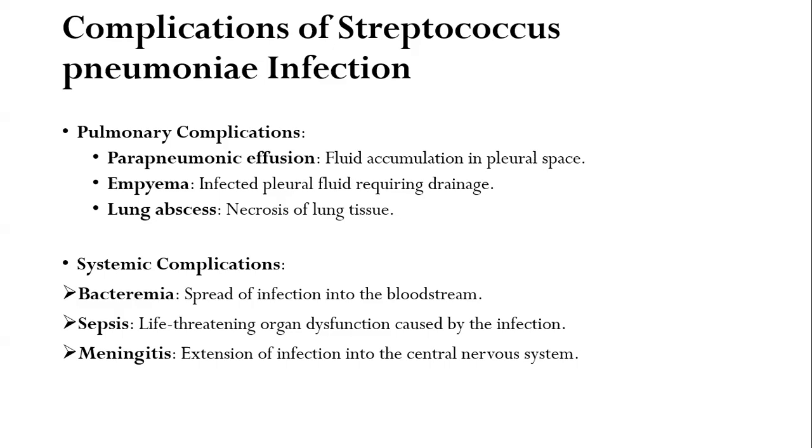And certain systemic complications can also occur following pneumococcal infection, like bacteremia, which is spread of infection into the bloodstream. Sepsis is a life-threatening organ dysfunction leading to multi-organ failure caused by Streptococcus pneumoniae, and meningitis involving extension of the infection into the central nervous system.